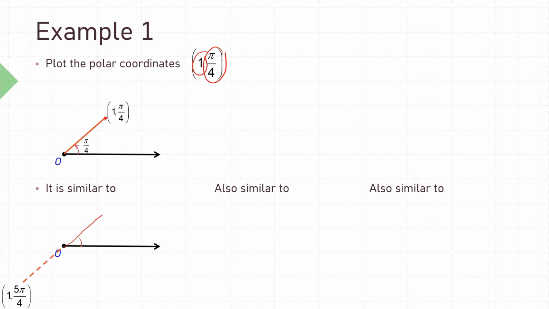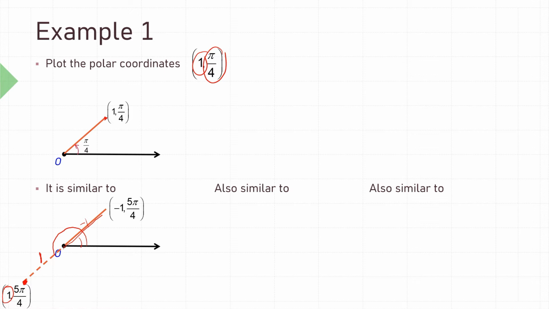If this one is pi over 4, then if we add pi over 4 to pi, we get 5 pi over 4. So this one is the coordinates for (1, 5 pi over 4). If we reverse the radius, since the radius here is 1, of course this one should be negative 1, on the opposite side. So the coordinates for this one are (negative 1, 5 pi over 4).